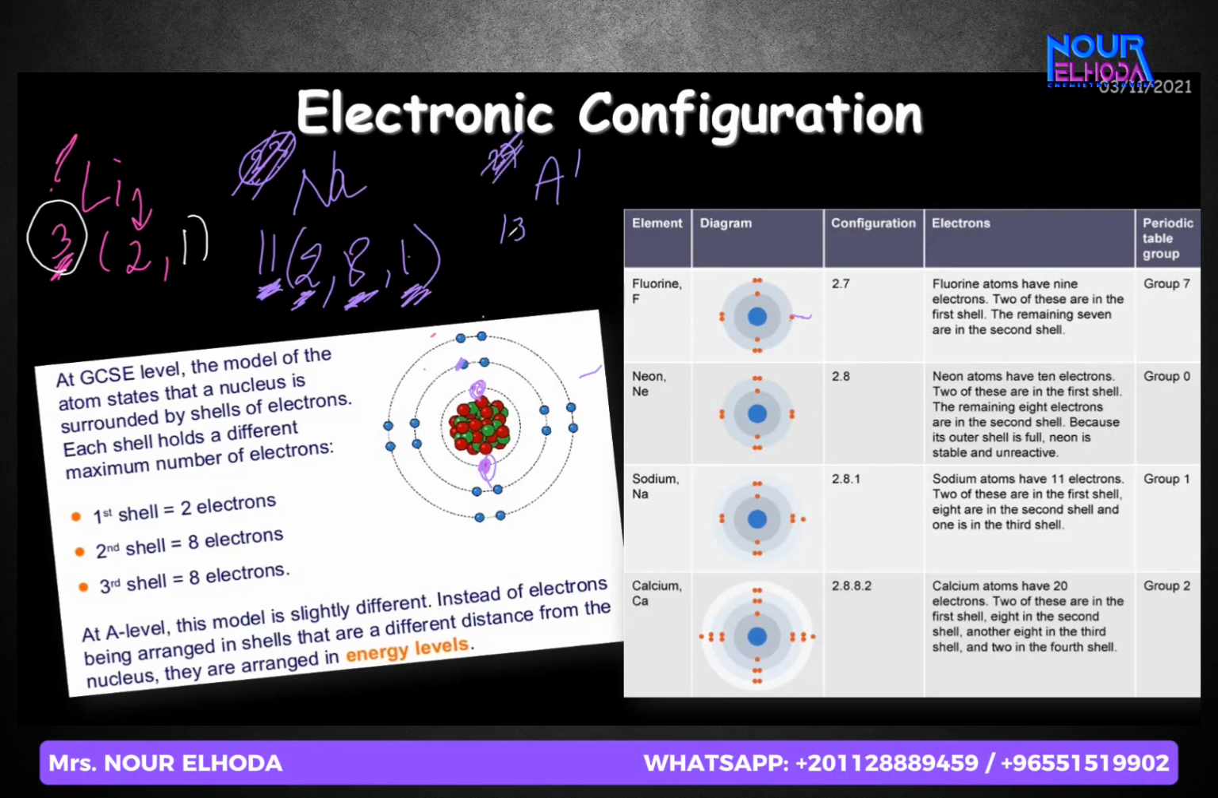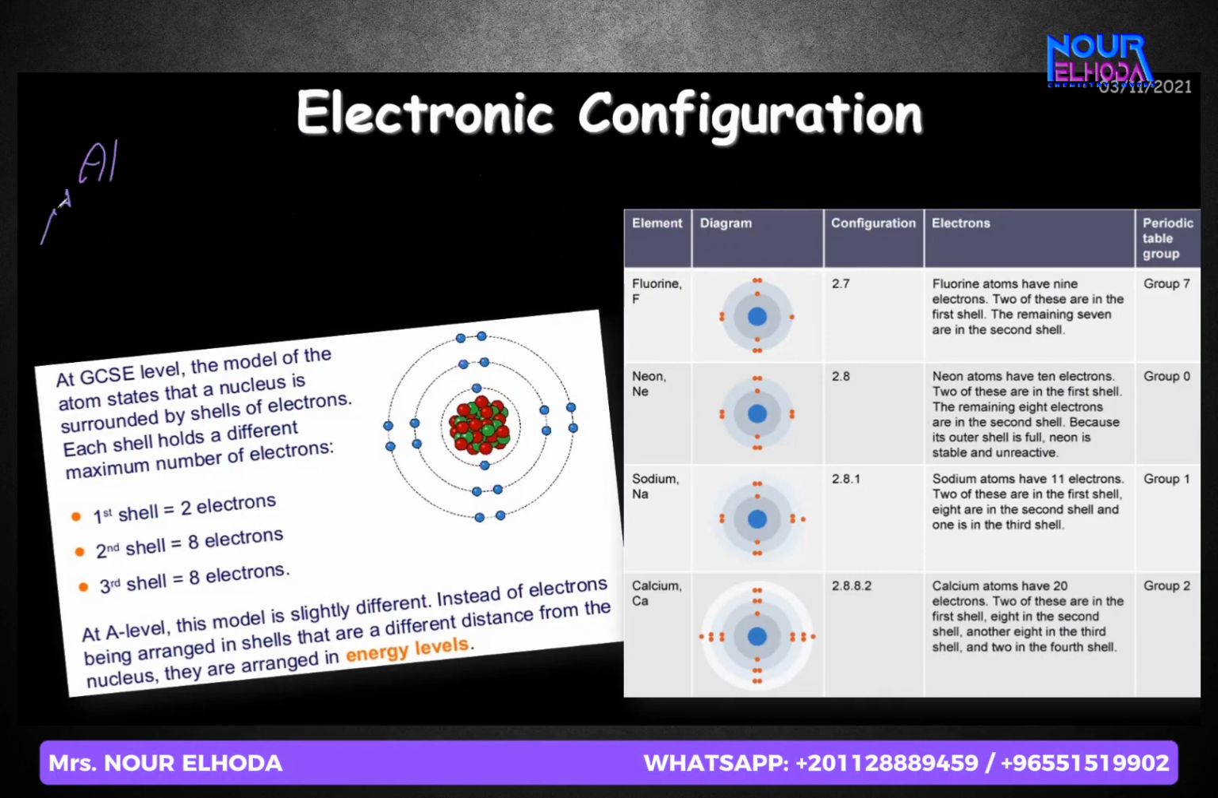I don't care about this. I care about the small number, whatever. Even if I write aluminium like this, 13 or 27, you will not care about this. Just care about the small number now because we are doing configuration. So if I'm writing aluminium 13, what's the number? How am I going to do it?